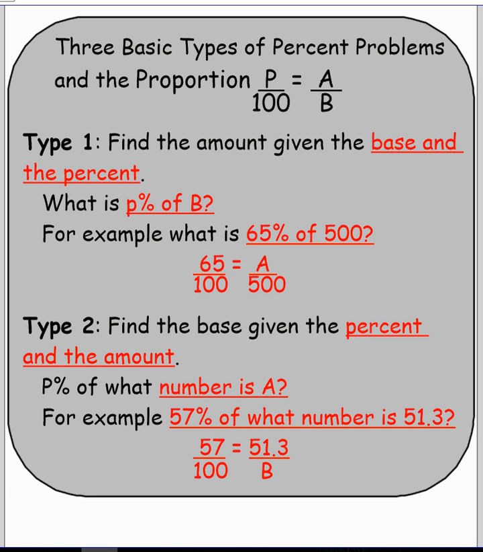Since there are three letters, there are three types of percent problems. For type 1, the amount is the unknown. They are giving us the base and the percent, but the portion of the base, the A value, is the unknown. An example of the wording could be, what is P% of B? For example, what is 65% of 500?